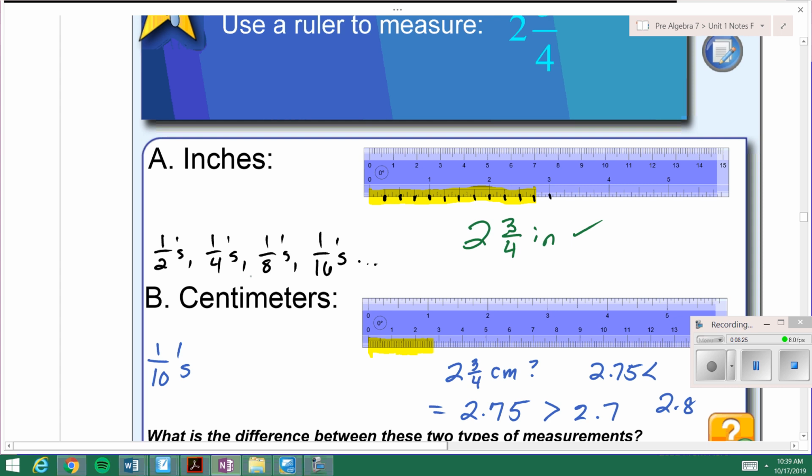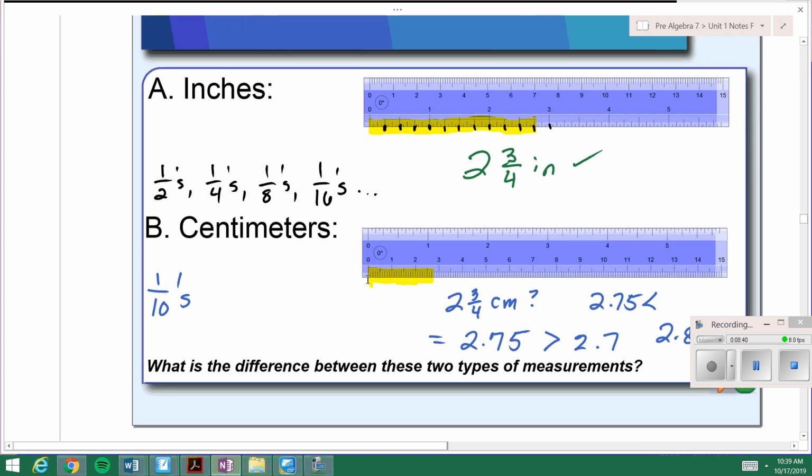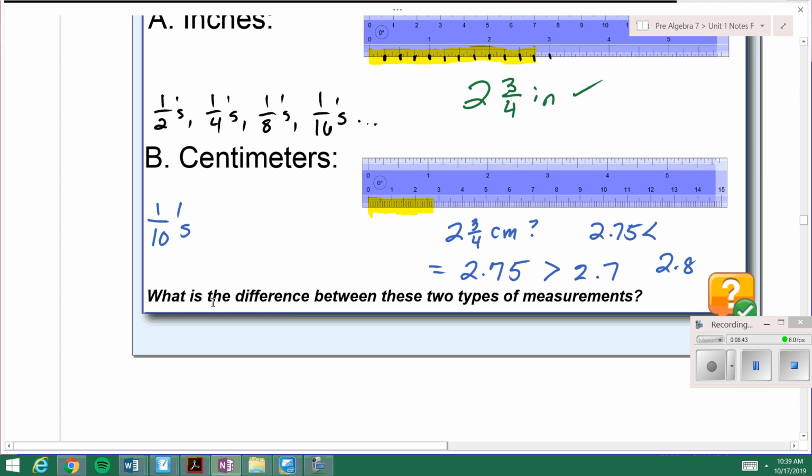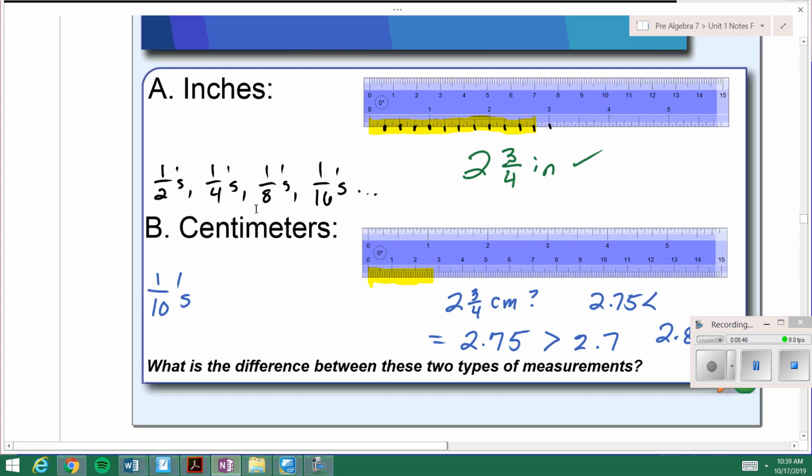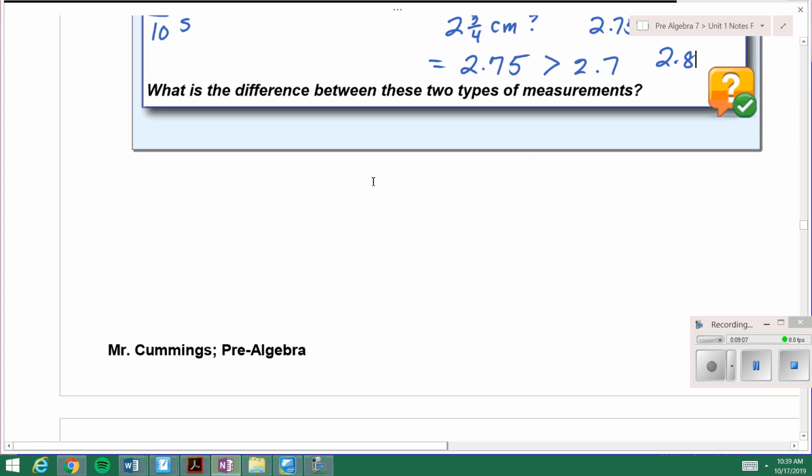4 does not go into 10, so therefore, if I have to measure 3/4, I'm going to have to find a more specific metric system ruler, which would be really, really small if you have to go below a millimeter. But anyway, what is the difference between these two types of measurements? Well, first of all, centimeters is the metric system, and it is smaller. And inches is the customary United States system. And inches are larger. There's about 2.5 centimeters per inch, and they just get divvied up in different ways, right?